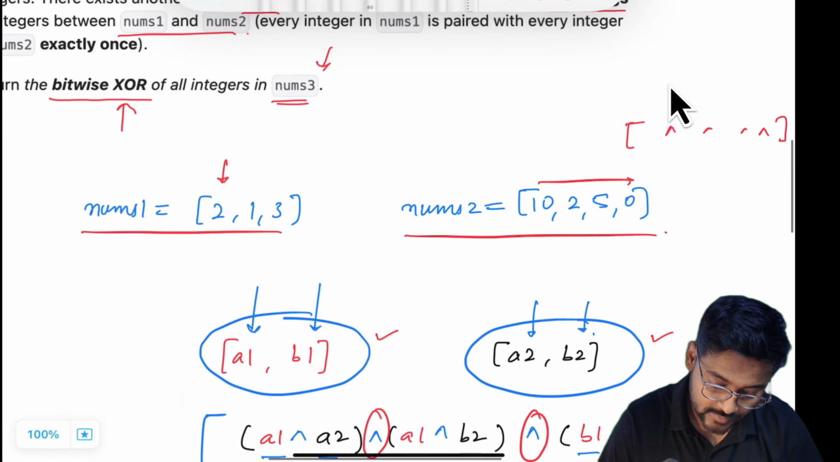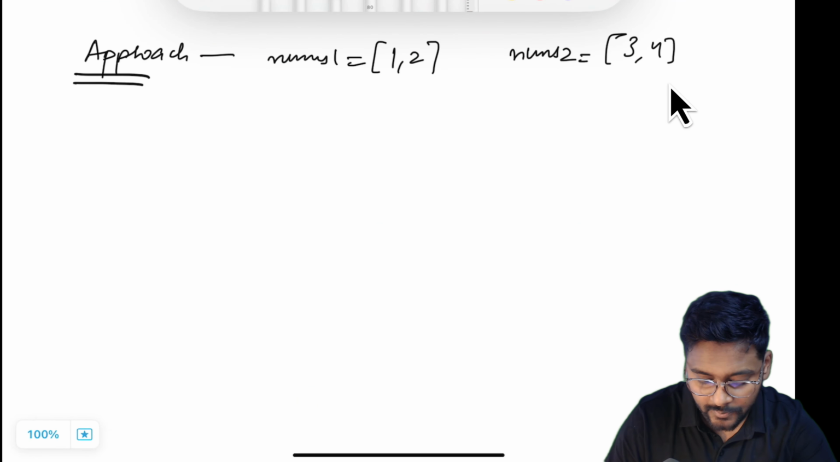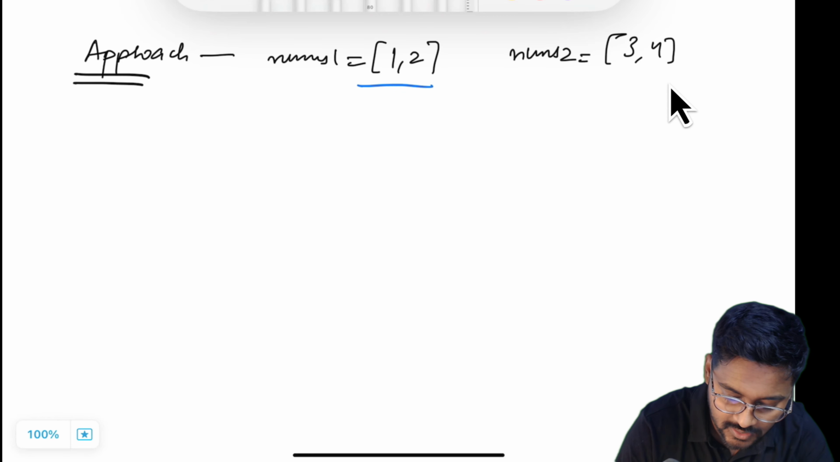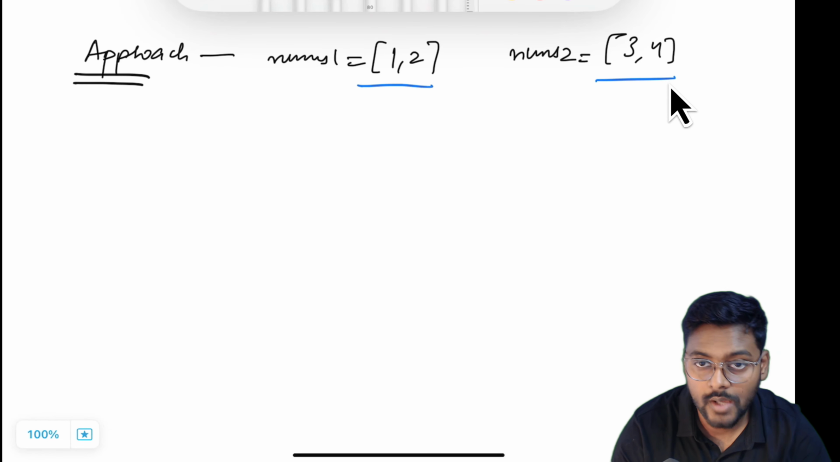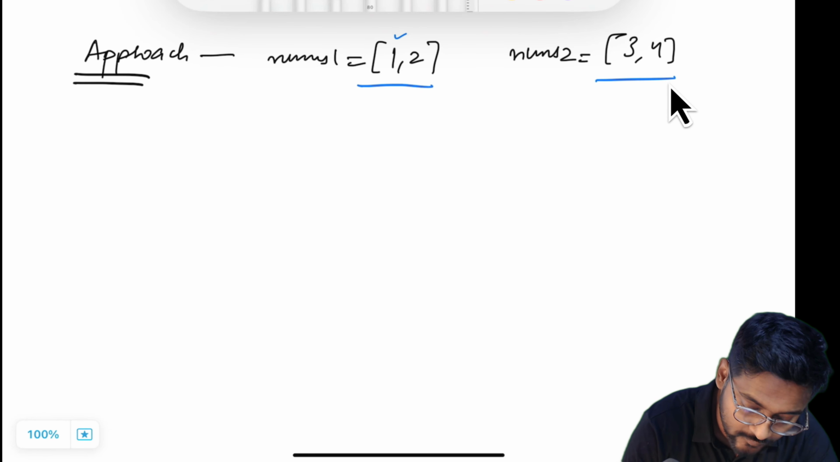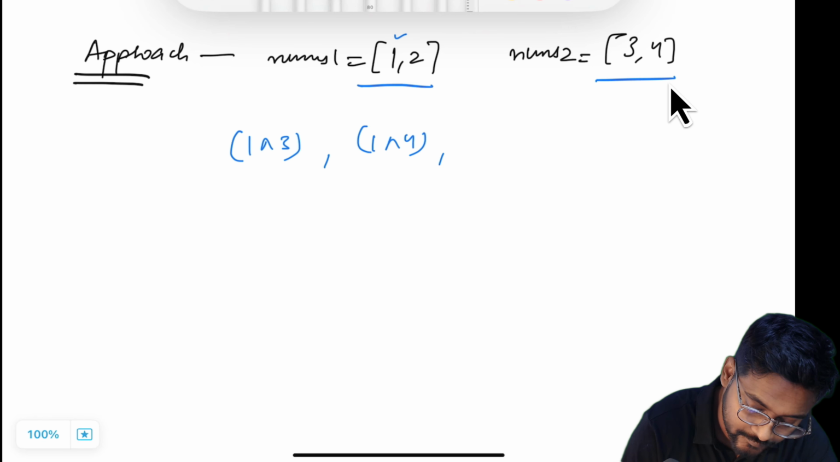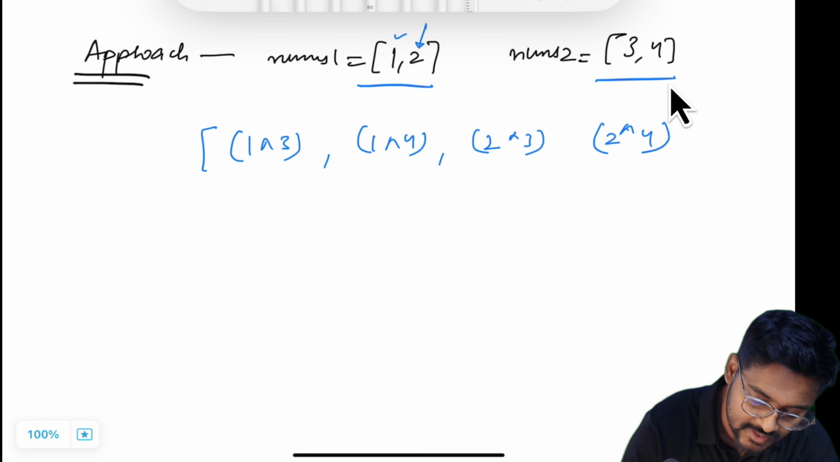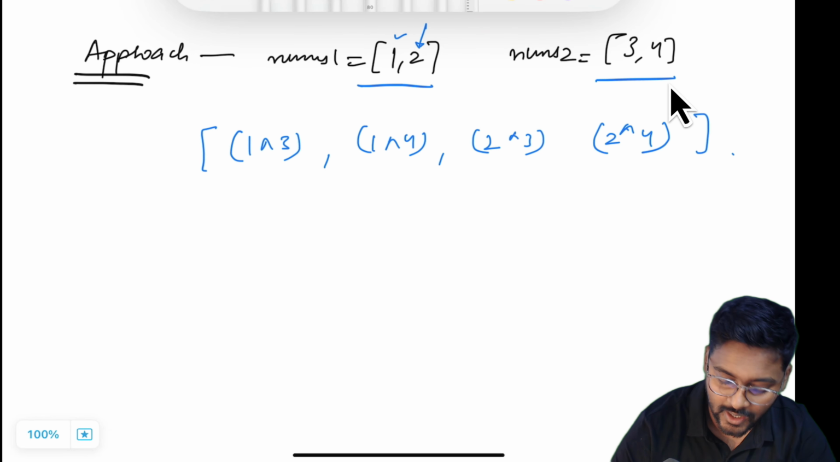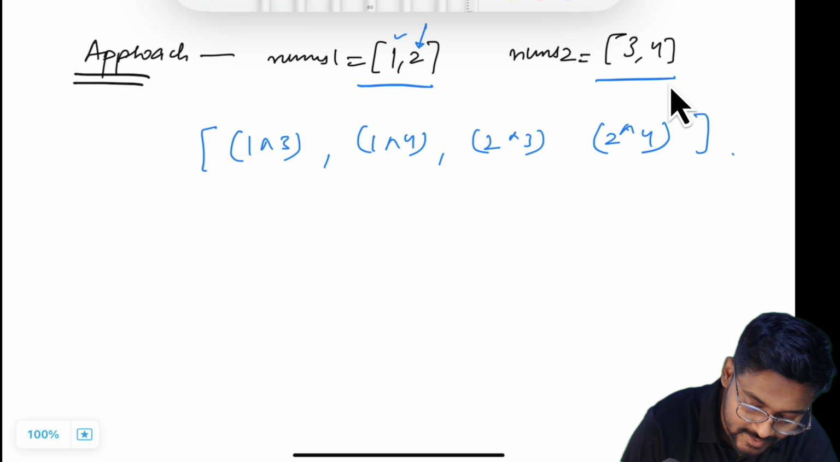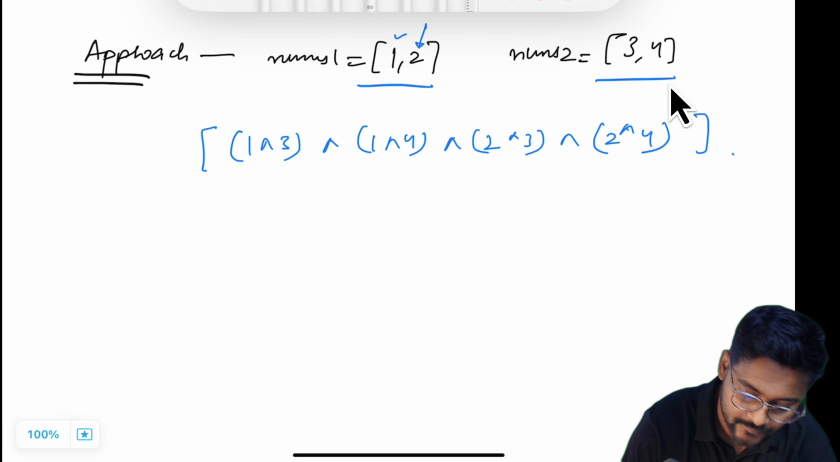Now how do we solve this problem? If the input given is this, nums1 array and nums2 array, then how am I going to get the answer? Taking XOR of the first element with all the values: 1 XOR 3, then 1 XOR 4, then 2 XOR 3, 2 XOR 4. This is my nums3 array. And after that, I have to take the XOR of these elements as well.